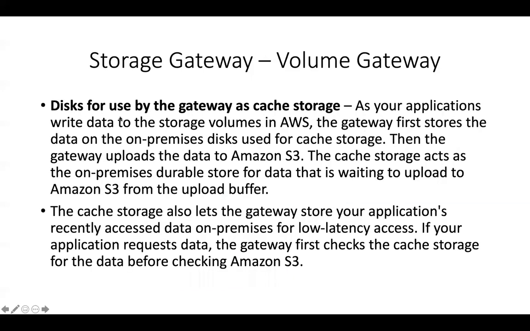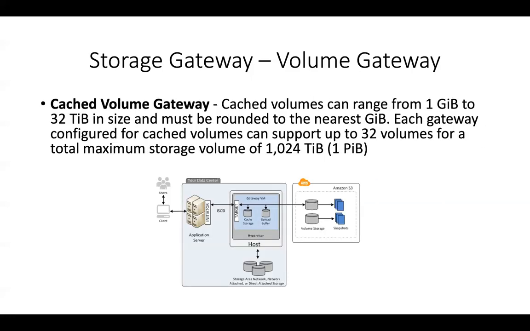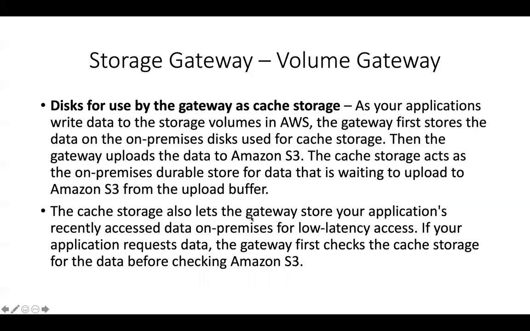So again, the disks that you need to use for your cached volume gateway: the first one is called the cache storage. So this cache storage helps you with these features. When your application writes data to your storage volumes, the gateway first stores the data on the cache storage. Then the gateway uploads that data to Amazon S3. So the cache storage acts as an on-premise durable storage for data that is waiting to be uploaded to Amazon S3. And it also provides you with low latency access for your recently accessed data for your on-premise applications, right?